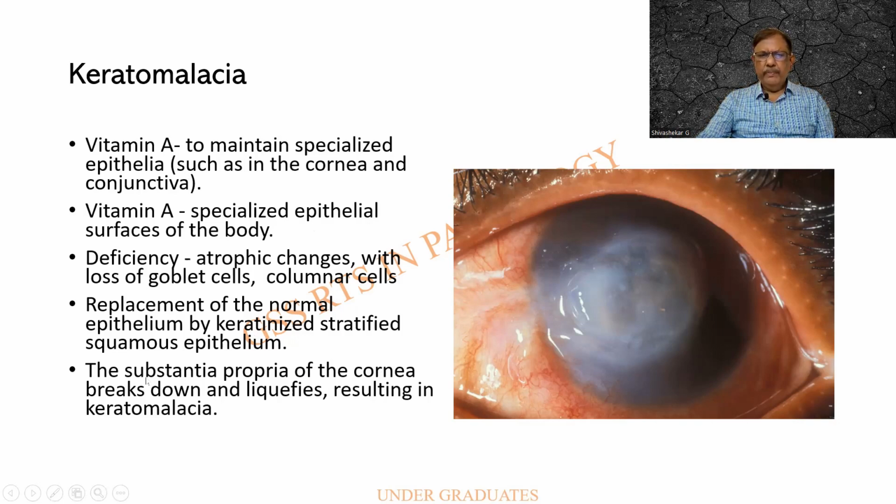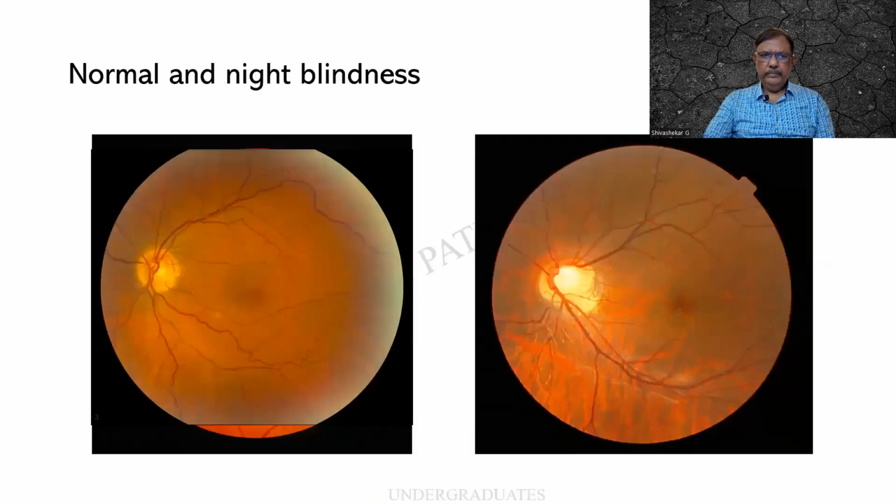Please see in this picture, the substantia propria of the cornea breaks down. It liquefies and results in an opacity which is called keratomalacia. So white hot spots we had seen, keratomalacia is another one. Normal and the night blindness. So this is a picture of the fundus that is over here. I am not an expert in it, but obviously there is a difference that I am seeing in this region.